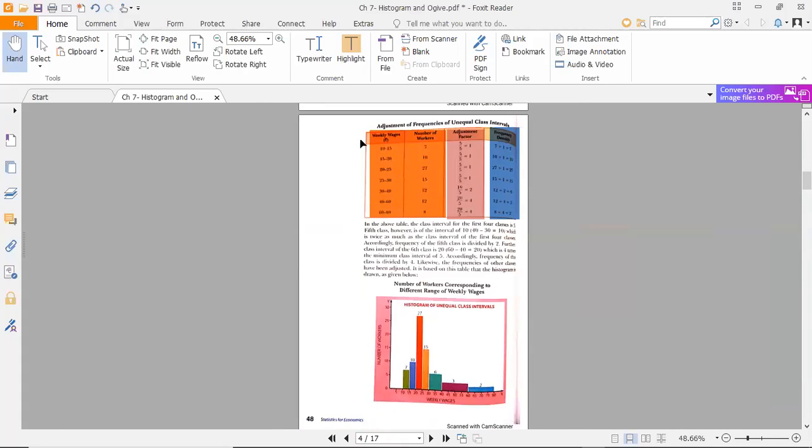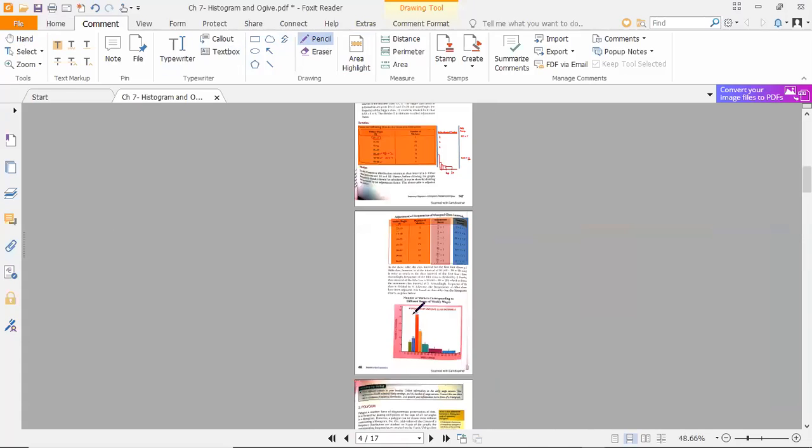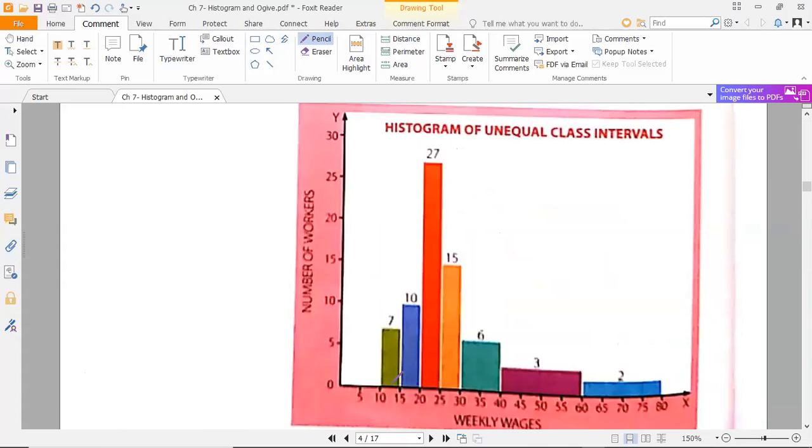Now see this here. You can zoom on your screen on your own. I'm just showing you these two things together, that's why I've zoomed out. Now see, first your first class interval is 10 to 15. So this is 10 to 15, then 15 to 20, 20 to 25, 25 to 30. Till here, the width of the bars is equal. But then you had 30 to 40.